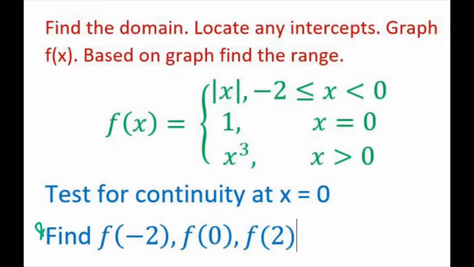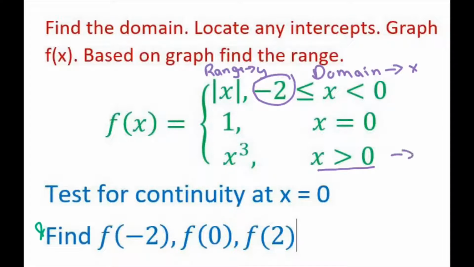The first thing we're going to do, before we get started, is look at the domain. This is your domain portion. This is your range portion, or your y. This is your x portion. And we can see the domain right away from this. We're starting at -2, and then x is greater than or equal to 0, so this goes to infinity here. So our domain is going to be -2 to infinity. And we can knock that out right away.